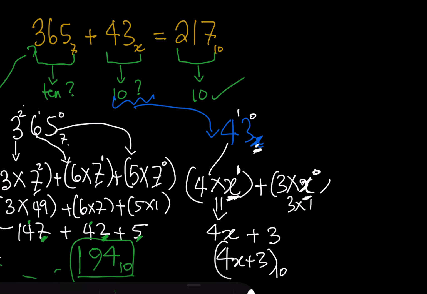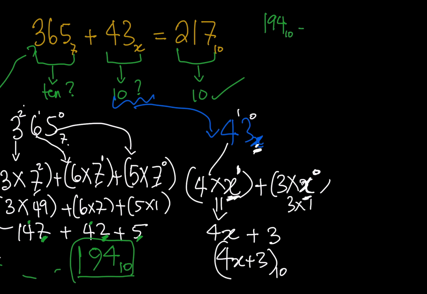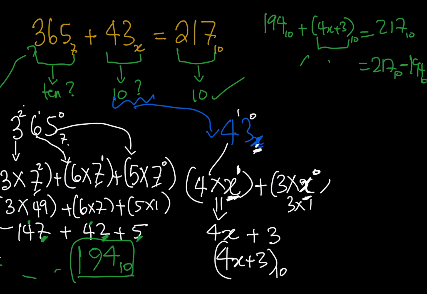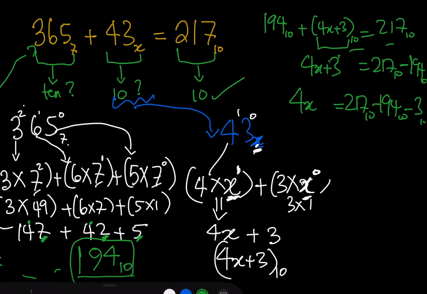All right, we already have 194 base 10 plus 4x plus 3, which is also in base 10, is equal to 217 base 10. We want this, so we can keep this one here and have 217 base 10 here. All right, 217 minus 194 base 10. Can you see that? So now we have 4x plus 3 here, and it's in base 10. So we can keep this 4x here equals 217 base 10 minus 194 base 10. And then this 3 also goes there to be minus 3 base 10. You get it? Let's work it somewhere together.